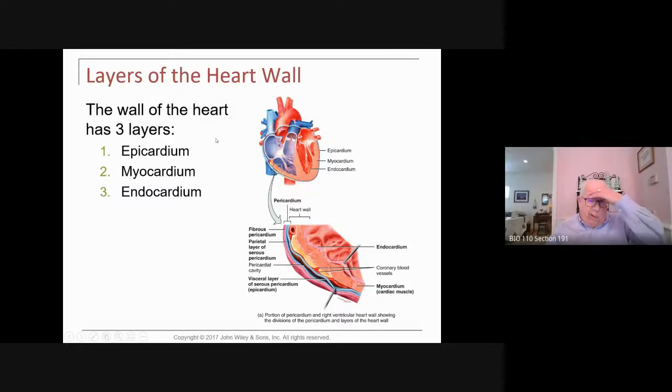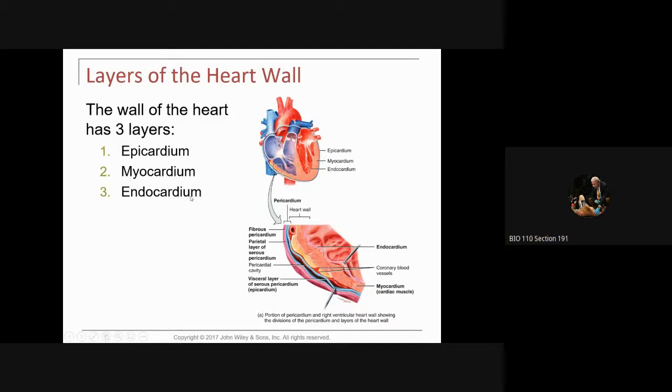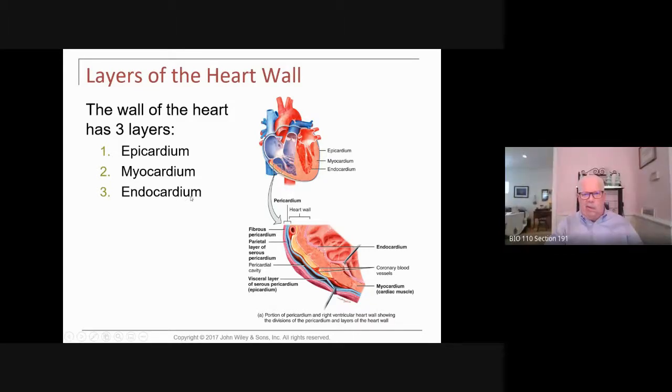The heart wall has 3 layers. The outer wall is called the epicardium. The middle layer is the myocardium. The word myo means muscle. So this is the muscle of the heart, the heart muscle itself. The internal layer is the endocardium.